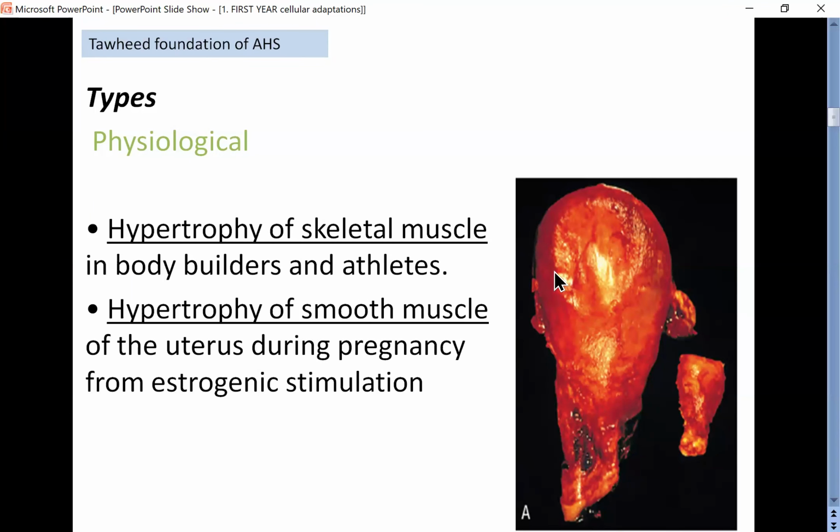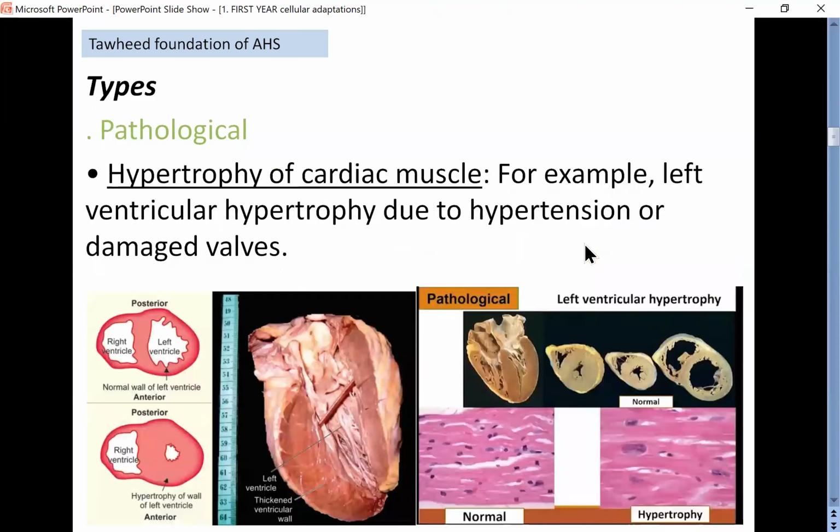So these two are the examples of physiological hypertrophy, which means it happens in any normal person, right? So it is not under a disease condition. So that is physiological hypertrophy. Pathological hypertrophy means in any disease condition, because of the cell injury or the cell stress, the cells increase in size. That is called pathological hypertrophy.